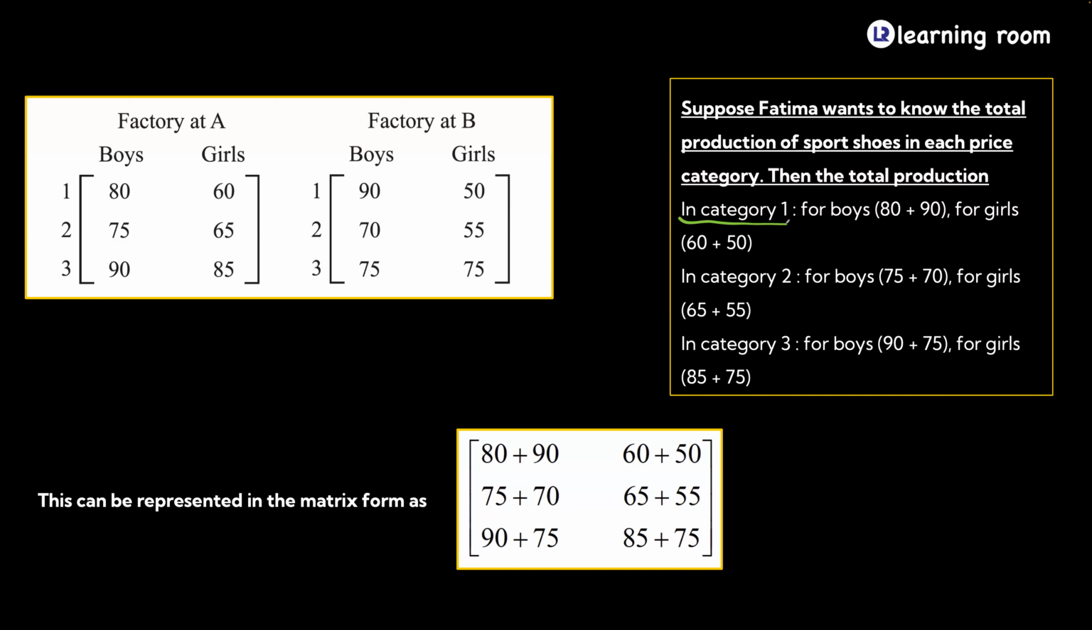And for girls, it is going to be 60 plus 50. Similarly, in category 2, what will happen? For boys, it is going to be 75 plus 70. And for girls, it is going to be 65 plus 55. Right? Similarly, here boys, it is going to be 90 plus 75. And for girls, it is going to be 85 plus 75.